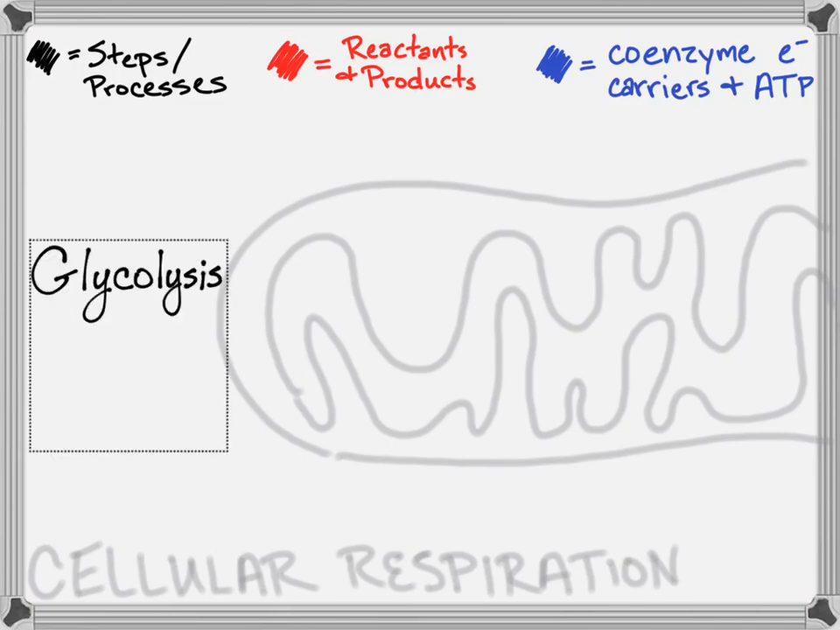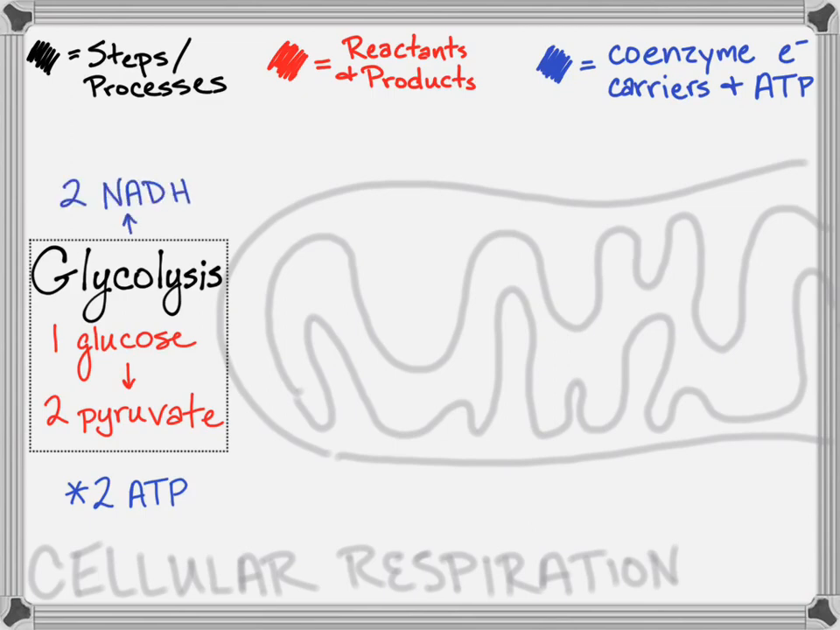We're going to start with glycolysis. Glycolysis takes a glucose and breaks it into 2 pyruvate. And when you do this, you get an output of 2 ATP as a net gain. So you input 2, you actually output 4, so we gain 2 overall. This process happens in the cytoplasm. You can see we're outside the mitochondria, and it also produces 2 NADH.